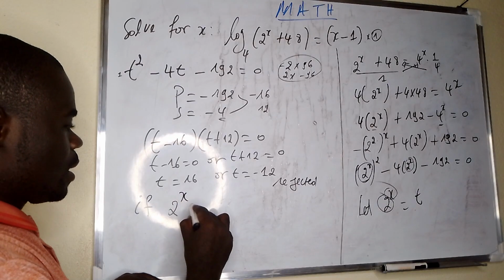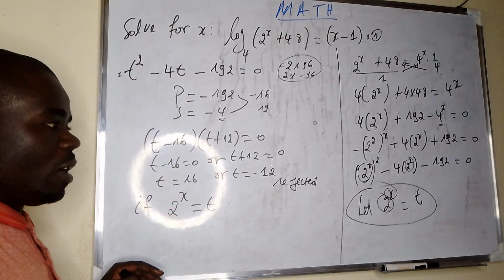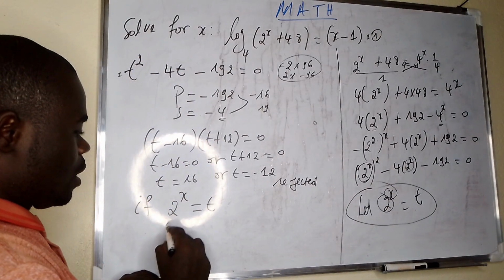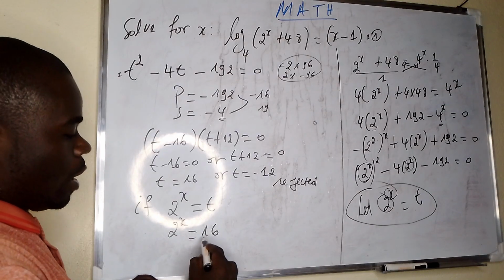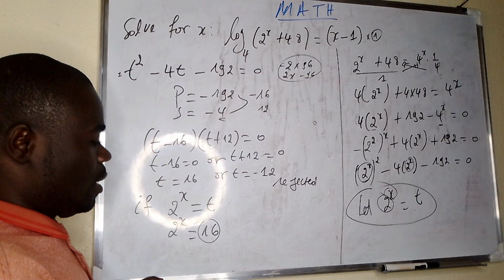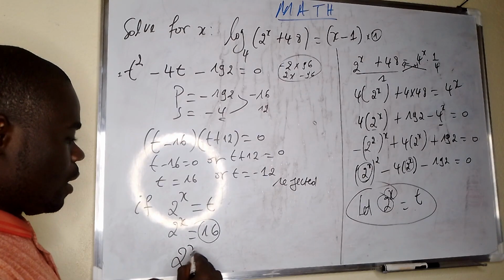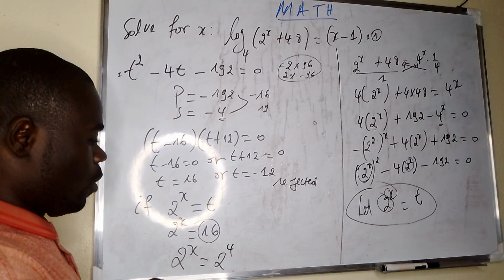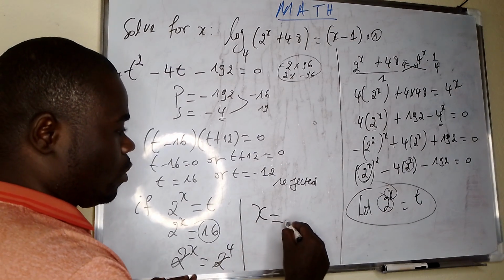So now, if 2 power x is equal to t, as we assumed, it means that 2 power x is equal to 16. Then automatically we need to find the factors of this one, and 16 is 2 power 4. So 2 power x is equal to 2 power 4. When we simplify, we get that our x is equal to 4.